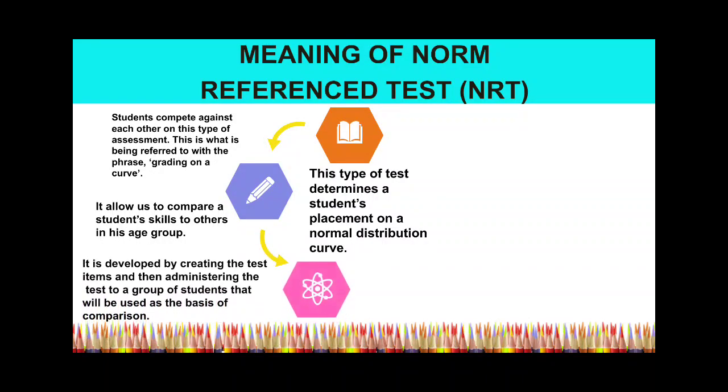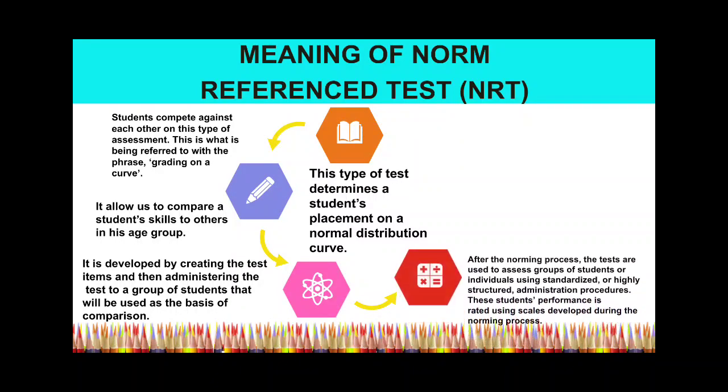It is developed by creating the test items and then administering the test to a group of students that will be used as the basis of comparison. After the norming process, the tests are used to assess groups of students or individuals using standardized or highly structured administration procedures. These students' performance is rated using skills developed during the norming process.